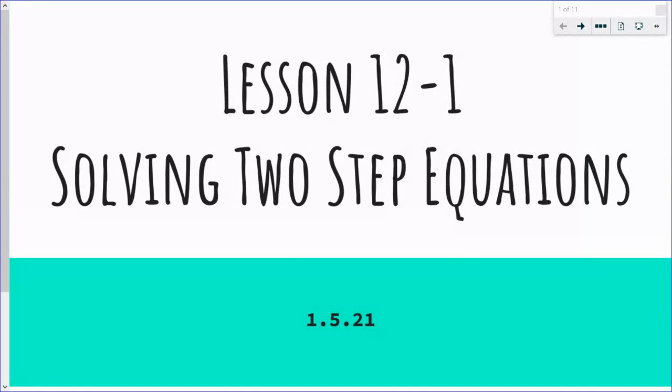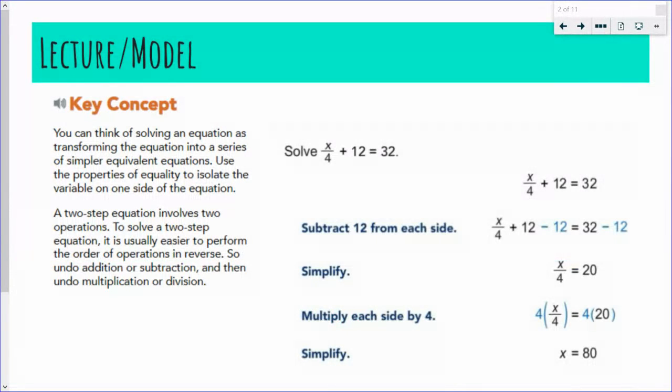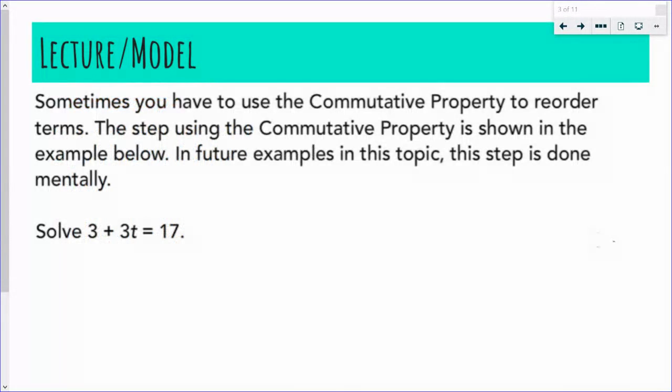So let's get started. As a reminder, when you are solving two-step equations, you are going to undo things in the opposite order that you would do them. So we are doing the order of operations in reverse. Normally, you would add and subtract last, so that's what we're going to undo first. We would undo any addition and subtraction first, then we would undo any multiplication and division. All right, so let's see what this looks like.